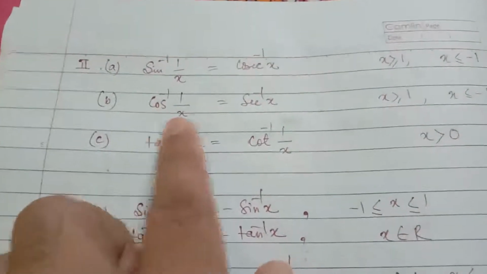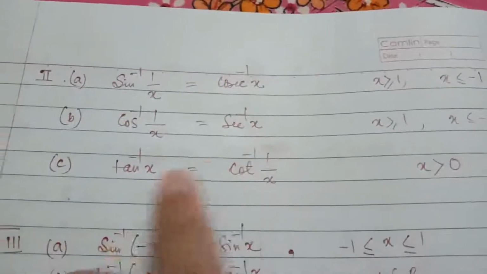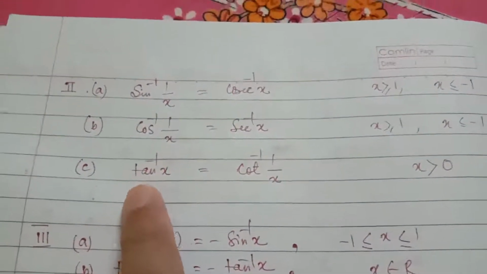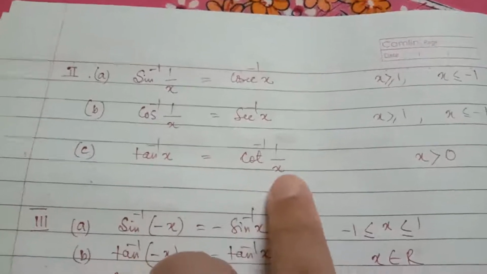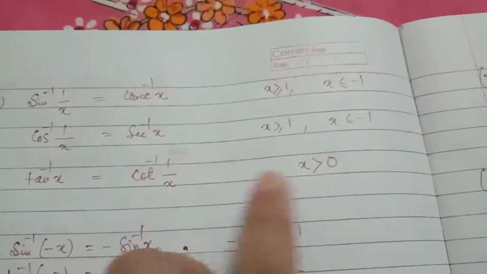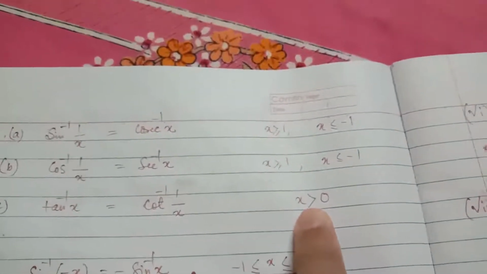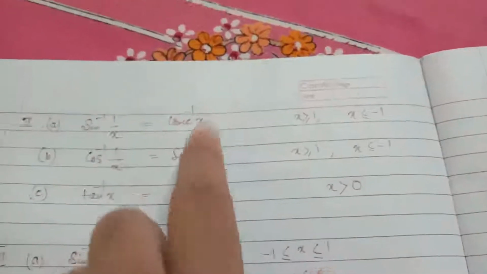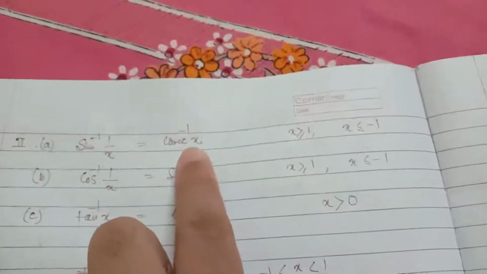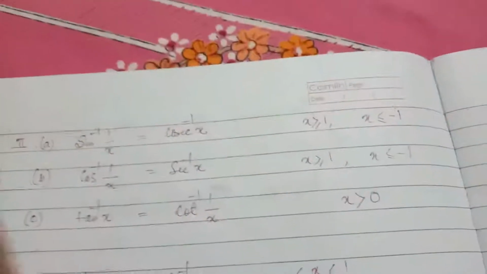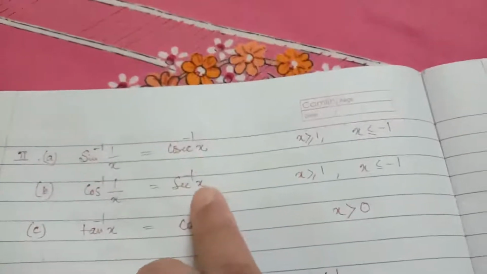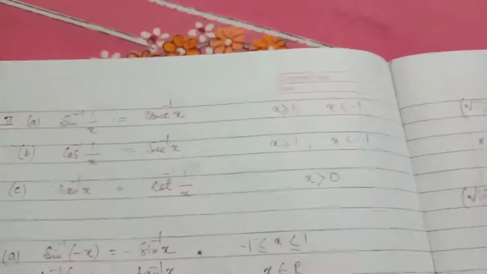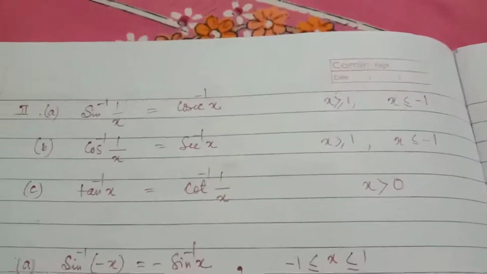Similarly, cos inverse of 1 by x is equal to sec inverse of x. Tan inverse of x is equal to cot inverse of 1 by x. But this result is true for only positive values of x. And for the first two results, this is true for the domain of cosec inverse and sec inverse. Let me explain with an example.